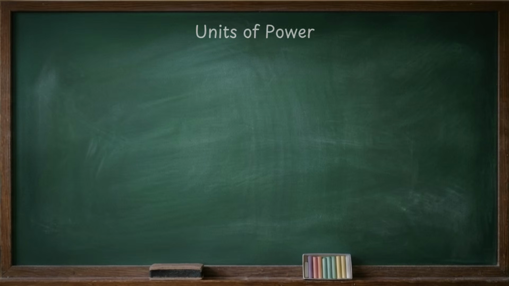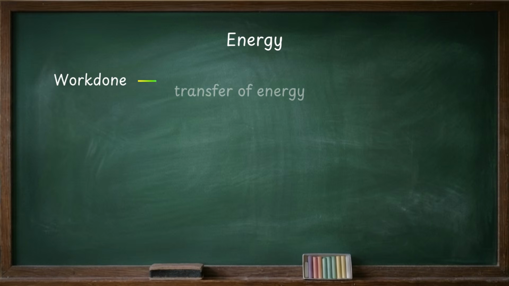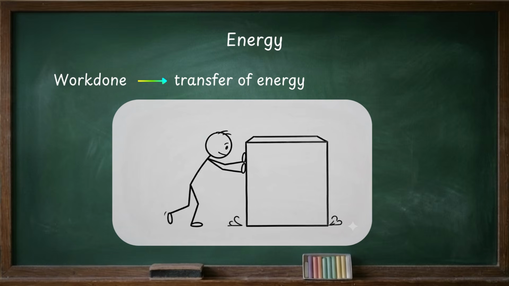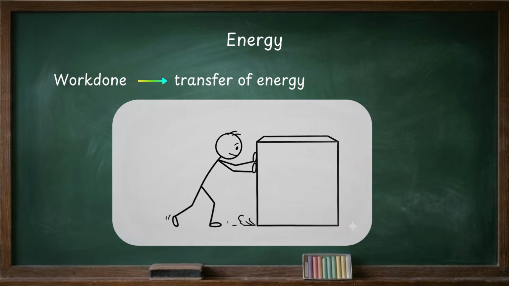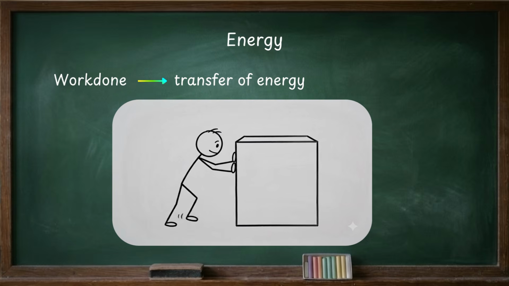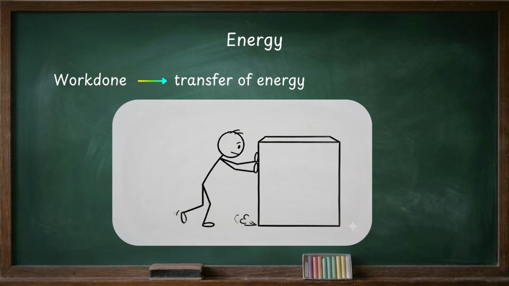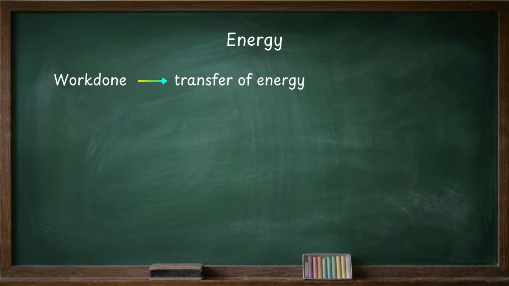Now, let's learn what energy is in the language of physics. Whenever work is done, there is always a transfer of energy. For example, when you push an object across the floor, you use the energy stored in your muscle cells. This energy is transferred to the object as kinetic energy. When you stop pushing, the object eventually comes to rest. This is because its kinetic energy is lost as heat energy due to the frictional force between the object and the floor.